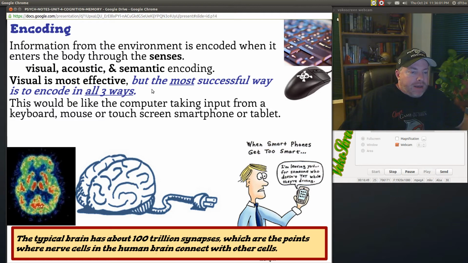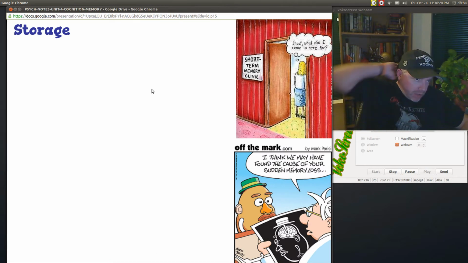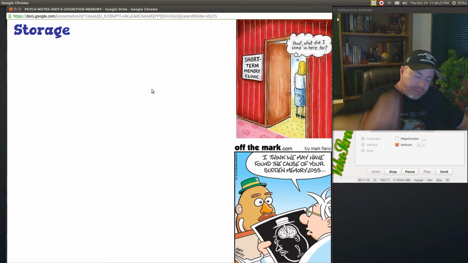Basically, your brain, if it could be plugged in, has these 100 trillion synapses, which are the points where nerve cells in the human brain connect with other cells. You've got all these synapses, and they're making connections. That's sort of like the file creation or the writing to a hard drive that a storage unit would do. So let's look at storage itself.